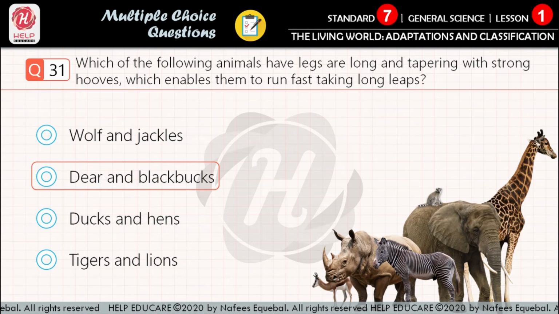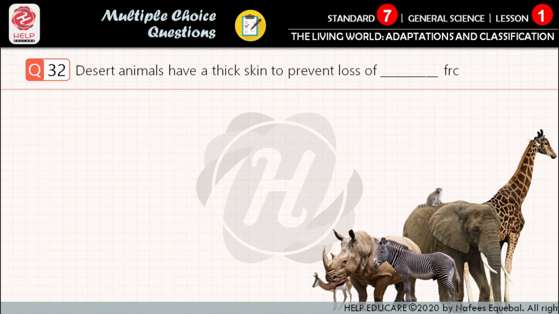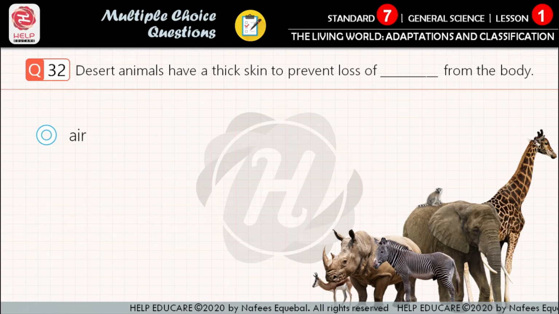Correct answer is deer and blackbirds. Question number 32. Desert animals have a thick skin to prevent loss of dash from the body. First option, air. Second option, water. Third option, food. Fourth option, appetite.